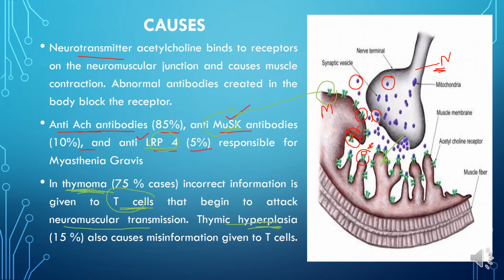So we see that there are two main reasons. One is the production of antibodies against the acetylcholine receptors, which bind competitively to the receptor, and the other is the reduction in the number of receptors in the postsynaptic membrane.